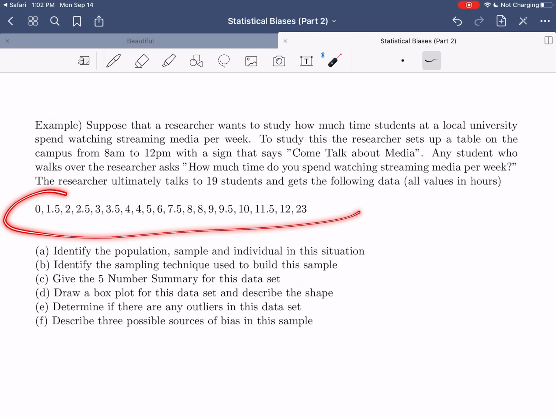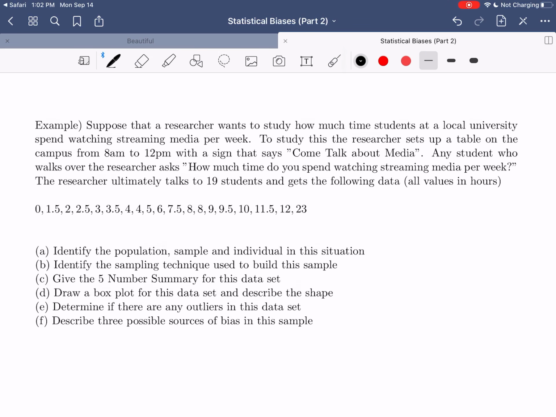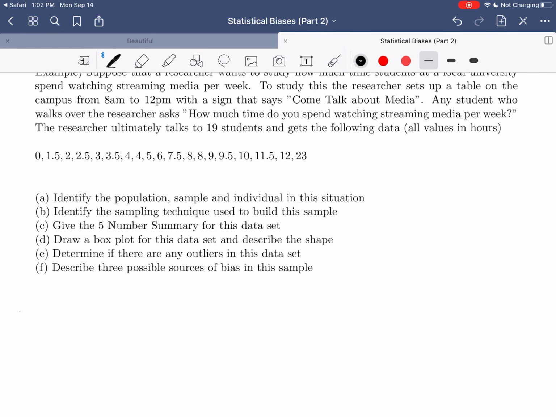You can see how this is definitely quantitative information this time, not categorical. Apparently one student says that they watch 0 hours of streaming media. Somebody said 5, somebody said 9.5 hours, somebody said all the way up to 23 hours per week. So let's go ahead and identify some pieces here.